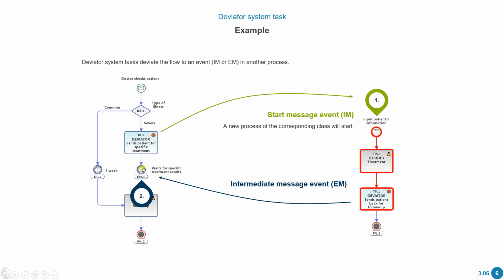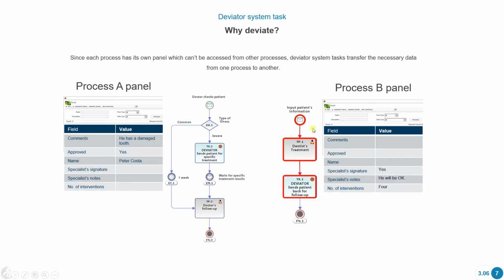And the events are the ones who are going to receive the information. So in order to deviate to a different process, we need to always select a start message event or an intermediate message event. For example, here, we're going to deviate to a start message event. Then when the flow goes to this deviator, here we're going to deviate to an intermediate message event. Now, each process has its own panel, which can be accessed from another process. Deviator system tasks are going to transfer the necessary information from one process to another one.